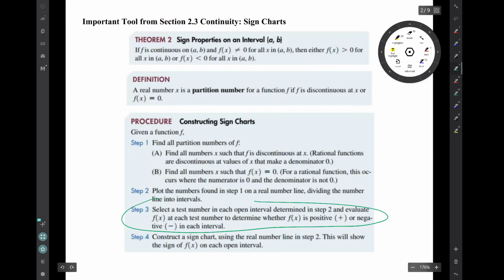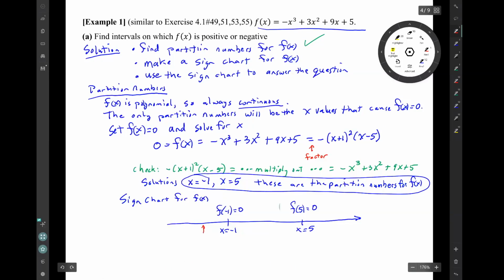The next thing we're supposed to do is select test numbers and determine the sign of f of x at those test numbers. So there are my test numbers. So we have to substitute those test numbers into the formula for f of x and figure out whether f of x is positive or negative. Well, I'm going to use the factored form of f of x because I'm substituting in particular x values, and I've mentioned throughout the course that when you're substituting in particular x values into a function, it's most convenient to use the factored form.